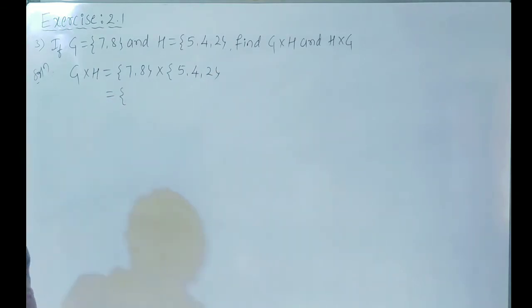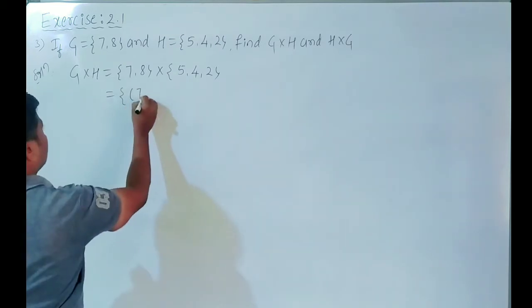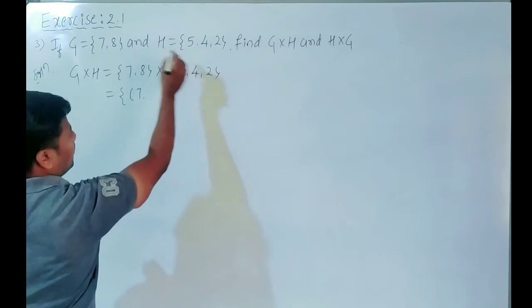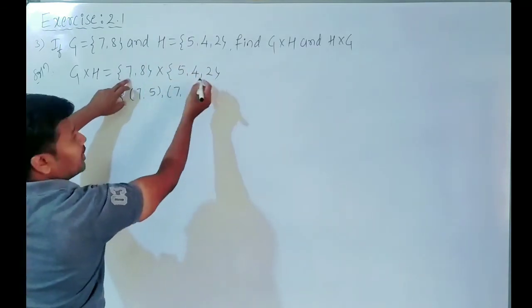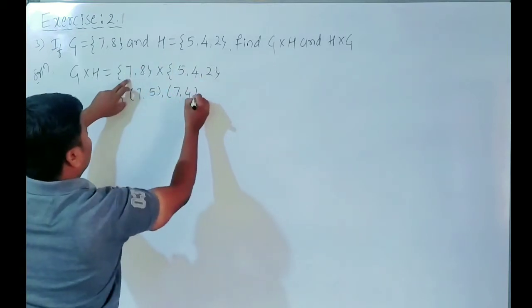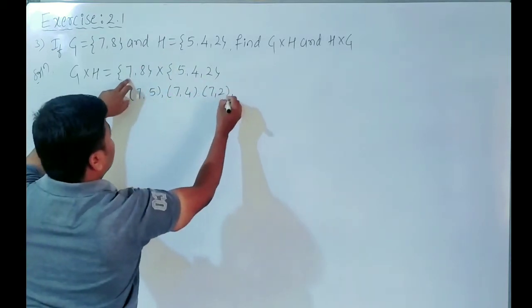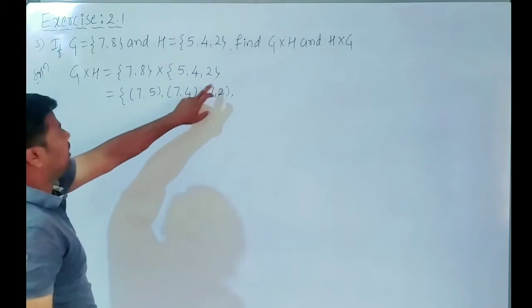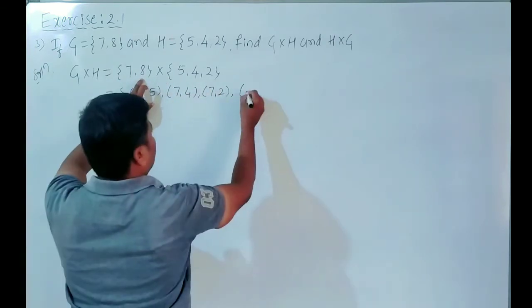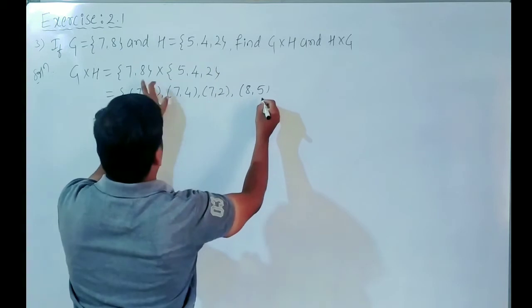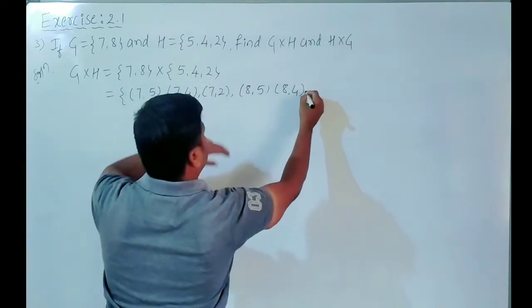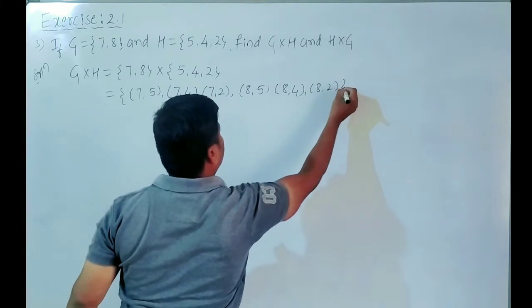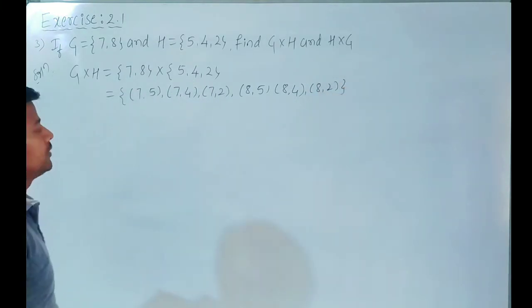How do we do the Cartesian product here? First fix the element of G. Fix this 7, and map it until the elements on this side are complete. 7 5, this is 7 fixed. Until the elements on this side are complete: 7 4, 7 2. Are the elements on this side complete? Next, go for 8: 8 5, 8 4, 8 2. So this is our G cross H.